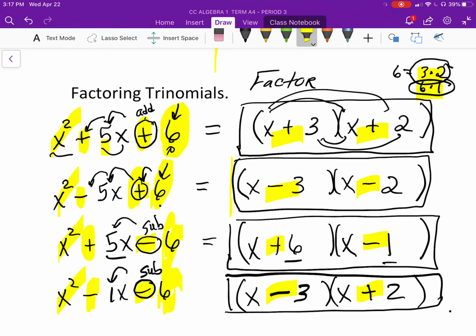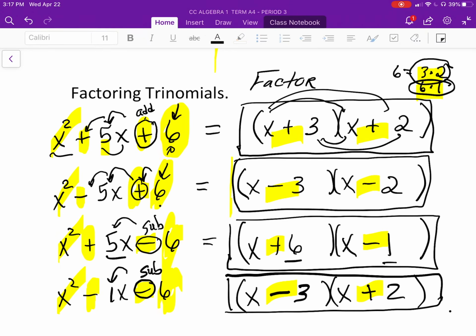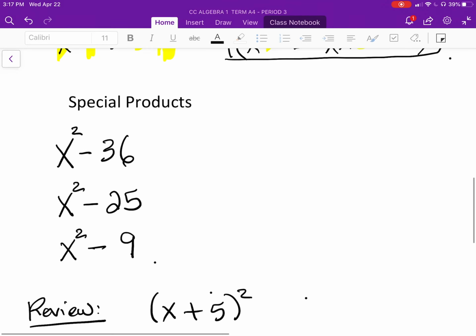Okay. So today we're going to look at one last case, which are what we call special products. And the first thing you're going to notice about these is there's only two terms, right? So normally with the product like this, we would not be able to factor them, except for these are special. And what makes them special are these numbers at the end.